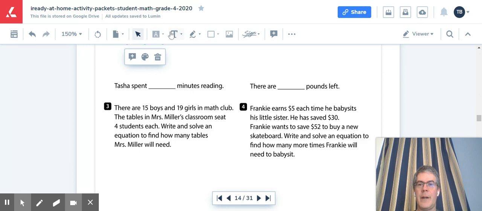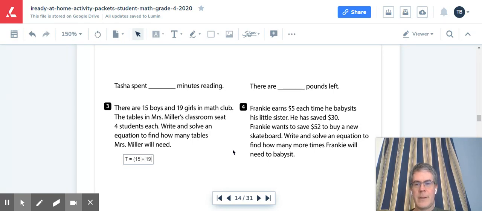So again, the equation is pretty straightforward. I'm going to use T for the number of tables, and we have to find the total number of students. So that's going to be 15 plus 19. And then we're going to divide that by 4, because there will be 4 students at each table. Now doing that addition, 15 plus 19, that's going to equal 34. And then I'm dividing that by 4.